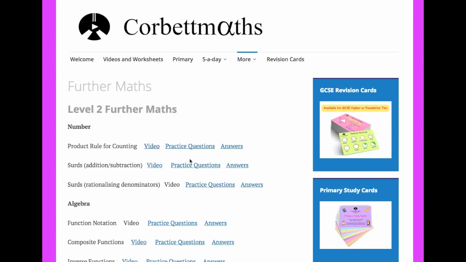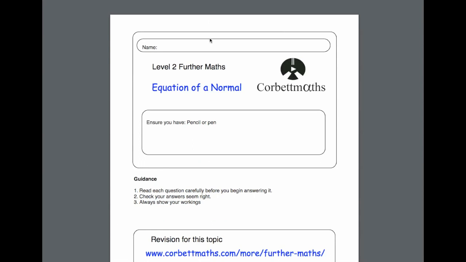We've added 22 sets of answers as well, so we're not going to really talk too much about those. My highlight, the resource that I really enjoyed making the most out of those, was the equation of a normal worksheet, just because a lot of the topics I mentioned are at GCSE level, whereas the equation of a normal is leading into more of the AS maths.